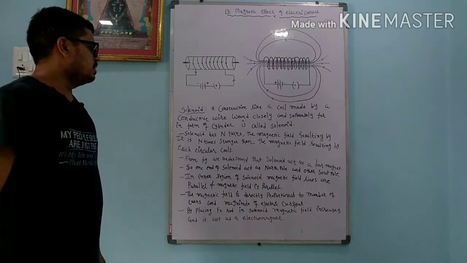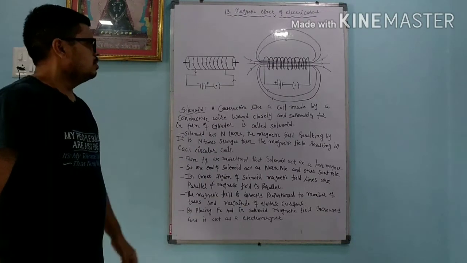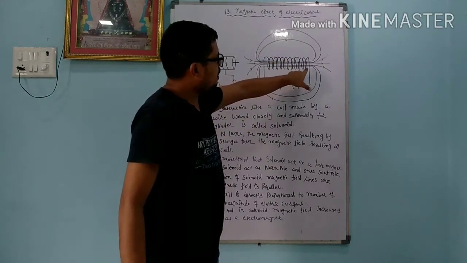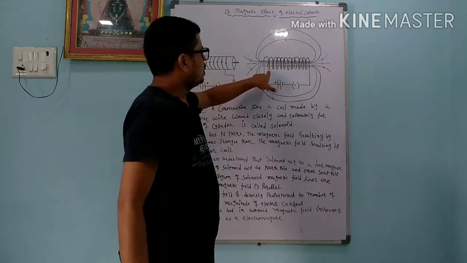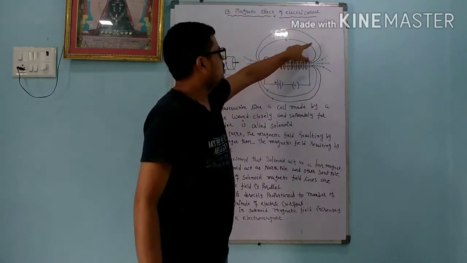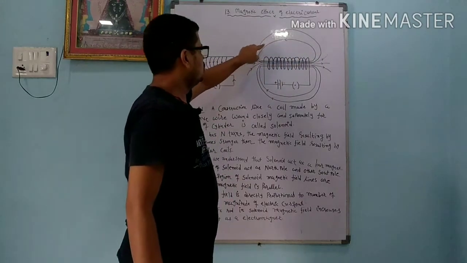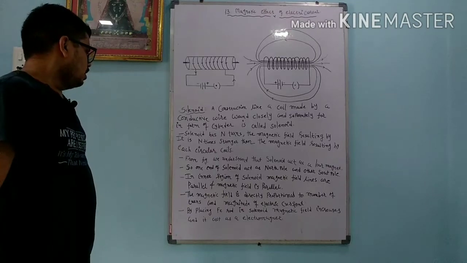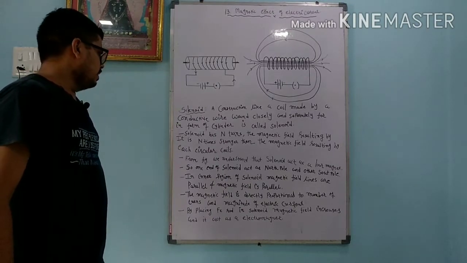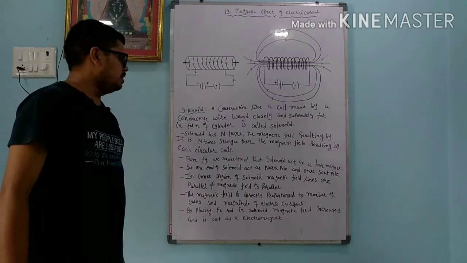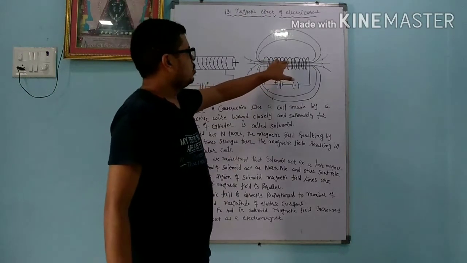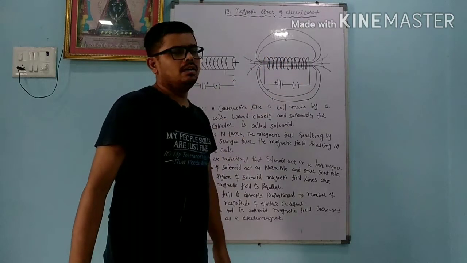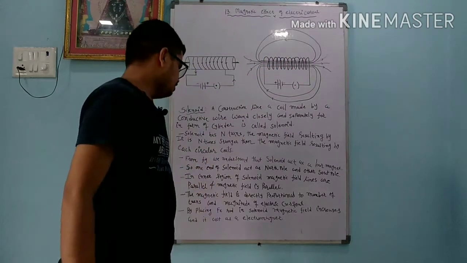From the figure we understand that the solenoid acts as a bar magnet. This part acts as a north pole, and the other part acts as a south pole. So we can see that the magnetic lines are going from north pole to south pole. In the inner region of the solenoid, magnetic field lines are parallel and the magnetic field is uniform.